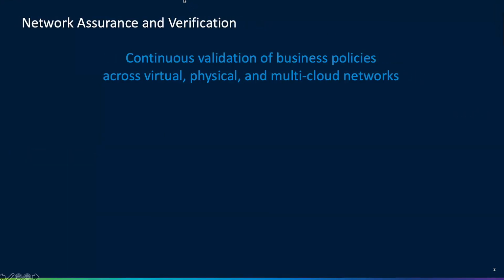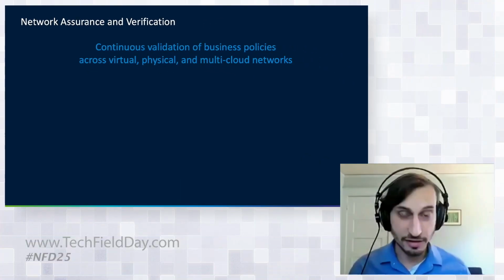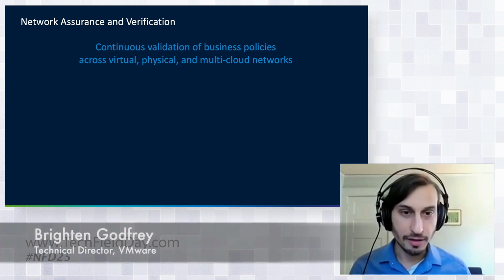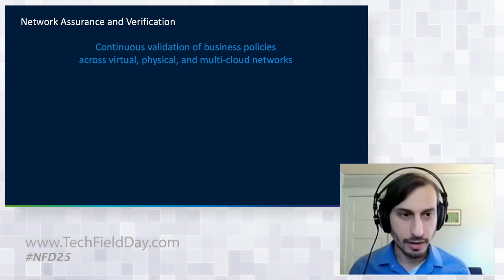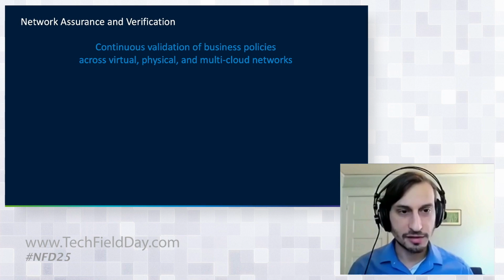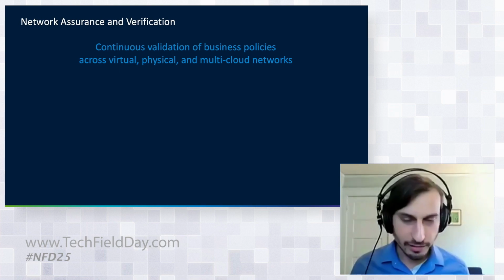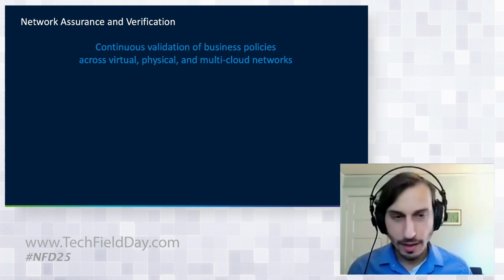What I'll be talking about today is the network assurance and verification feature set within the vRealize Network Insight. The idea of this is to be able to continuously validate business policies, the high-level goals of the business and the network and the applications as they relate to the network infrastructure across virtual, physical, multi-cloud networks, the whole thing.